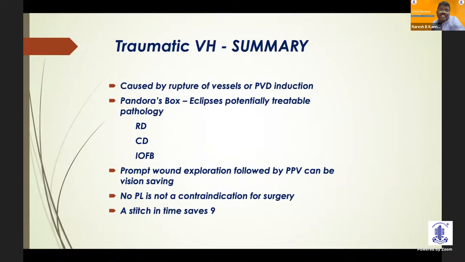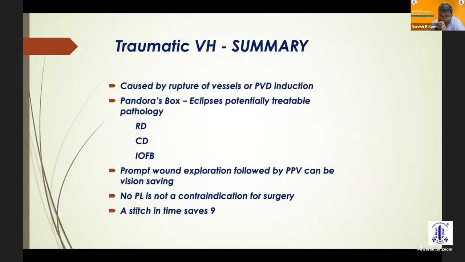No PL in these cases is not at all a contraindication. And even if there is a flat tire sign, give a chance by doing a wound repair. As we always say, a stitch in time saves nine. So when the patient comes with an open wound, as early as possible, we'll stitch it.